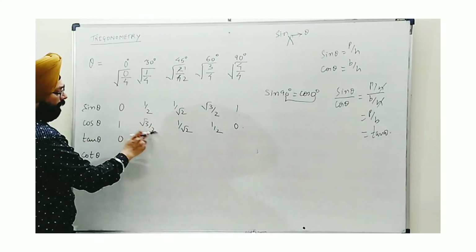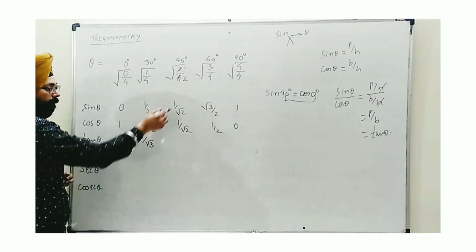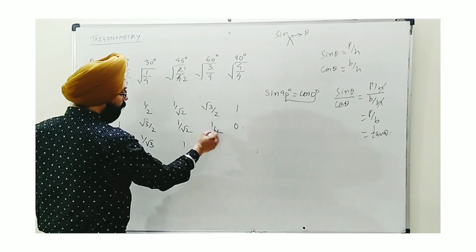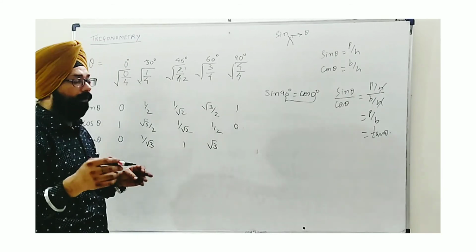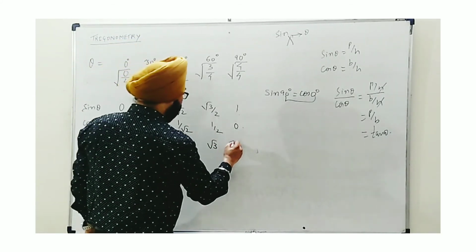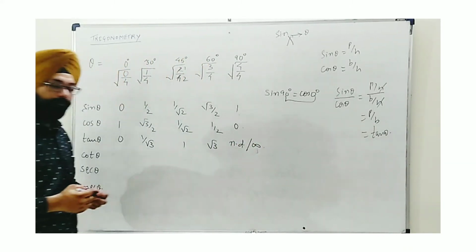1 by 2 divided by root 3 by 2, we get 1 by root 3. In each value we can do the same. 1 by root 2 divided by itself, we get 1. Root 3 by 2 divided by 1 by 2, we get root 3. And 1 by 0, division by 0 is not defined. So we write not defined as ND, or you can use the symbol infinity also.